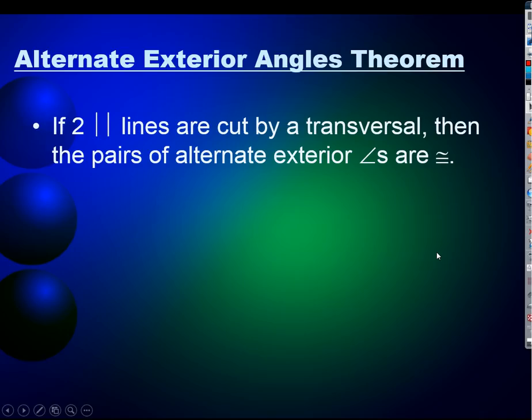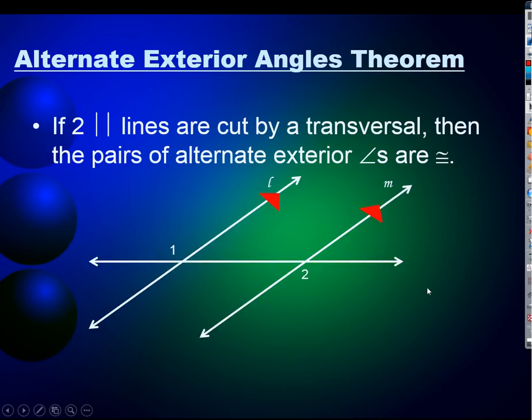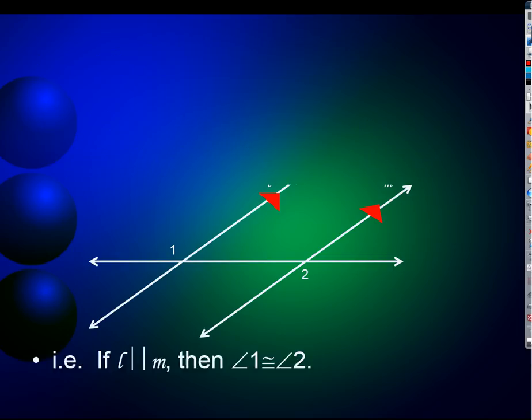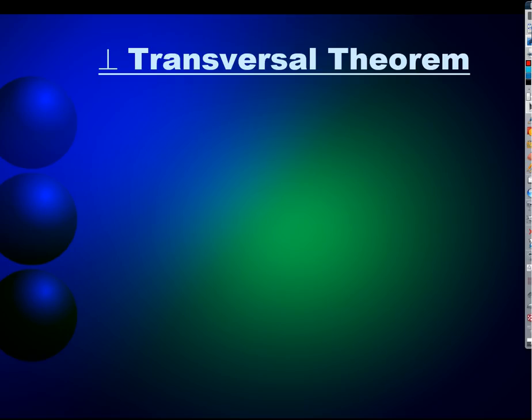Alternate exterior angles: if 2 parallel lines are cut by a transversal, then the pairs of alternate exterior angles are congruent. So in this case, that would be angles 1 and 2. We could prove that. Honestly, the proof would look really similar to the one we just did. We did alternate interiors, but alternate exteriors we could do in the very same way. Okay, another one. They skipped a couple, and I'll come back to that.